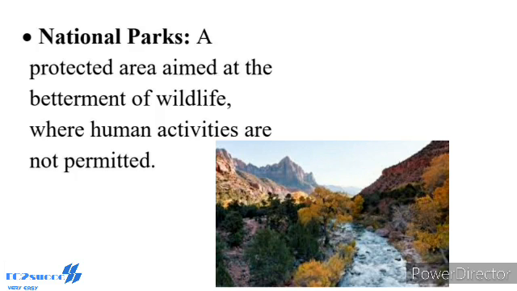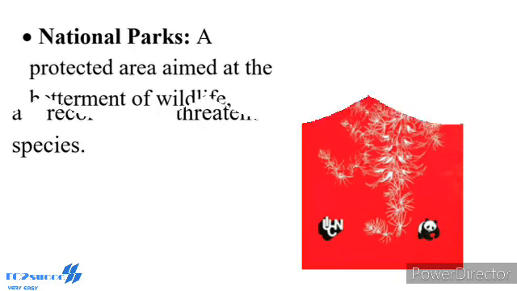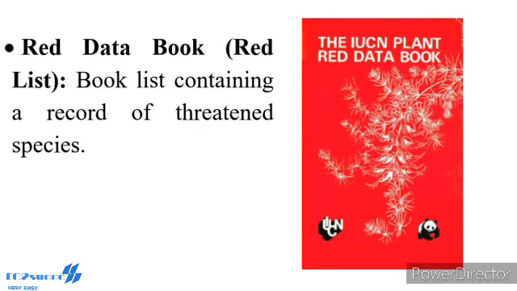Another one, national park: a protected area aimed at the betterment of wildlife where human activities are not permitted. Red Data Book, otherwise called Red List: a book containing a record of threatened species. It helps us to know and evaluate the degree of threat and conservation priorities for the flora and fauna.